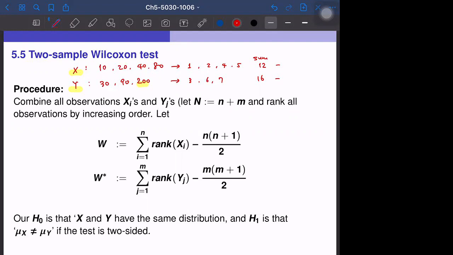For example, x has 4 observations, so at minimum we have ranks 1, 2, 3, 4, and the sum of 1, 2, 3, 4 is equal to 10. We define the result as the test statistic called W. For y, we have 3 observations, so at minimum the sum of ranks is 6. We subtract 6, so 10 is the test statistic. The idea is that if W is too small or too large, we reject the null hypothesis.